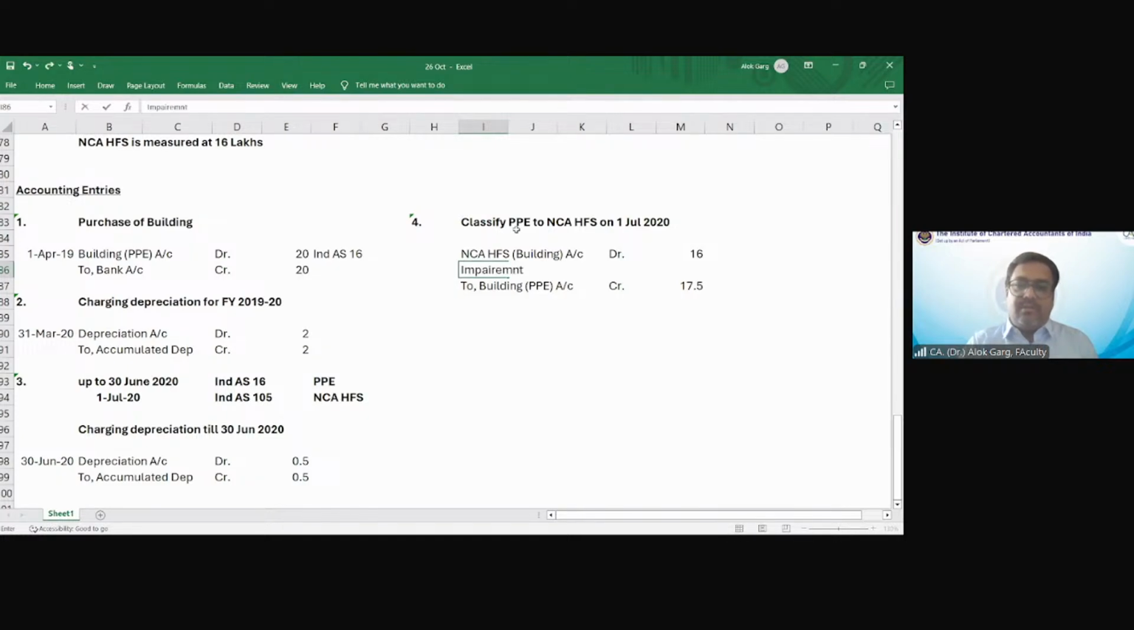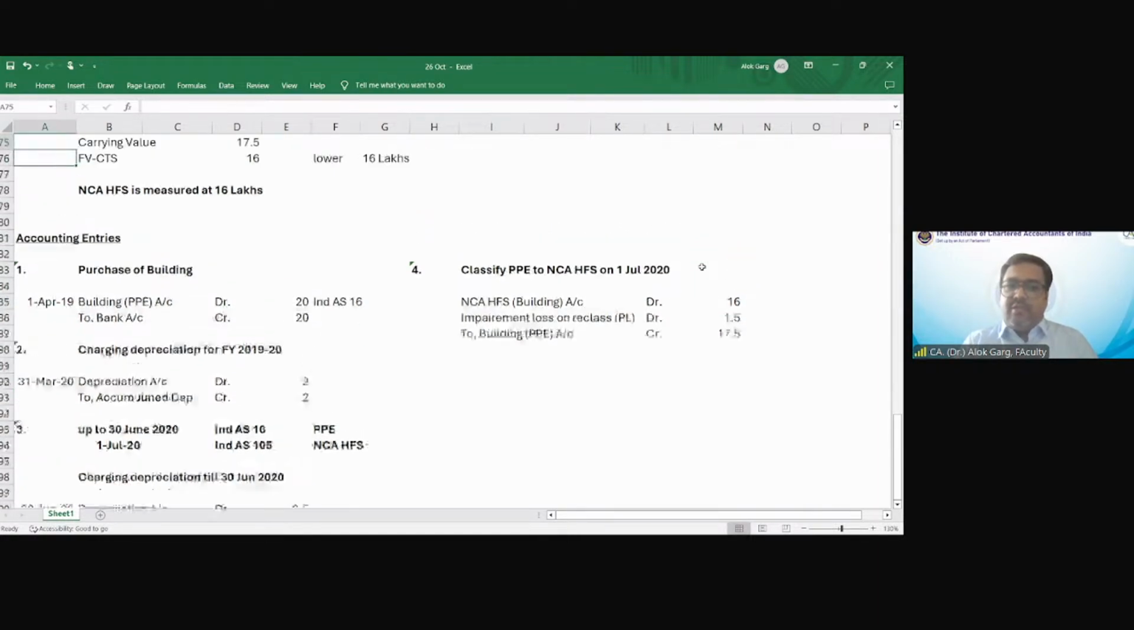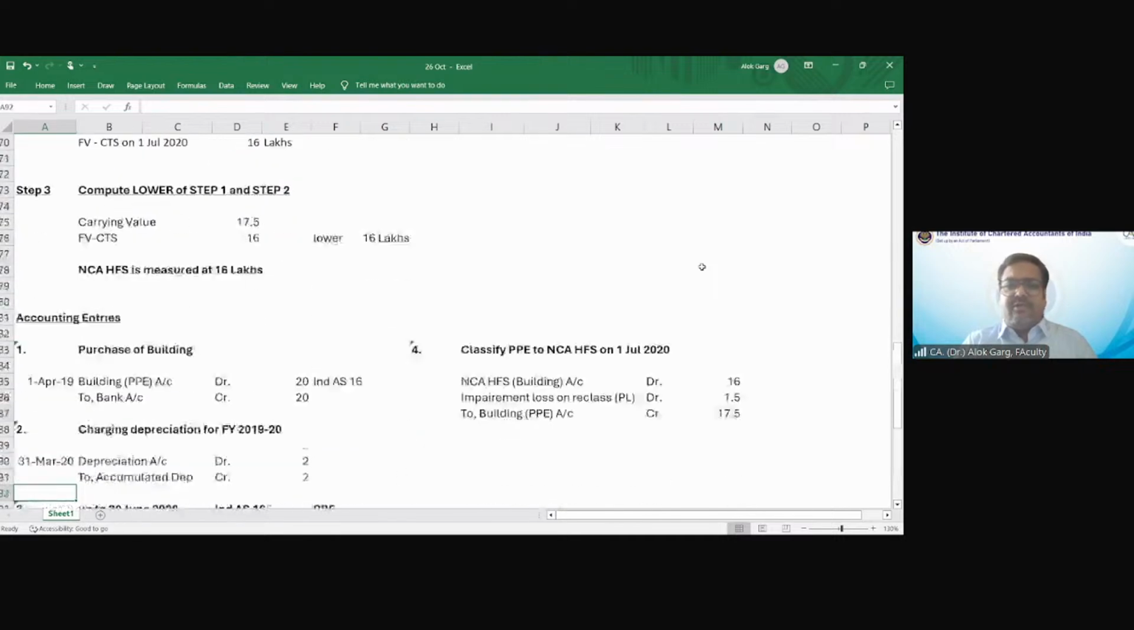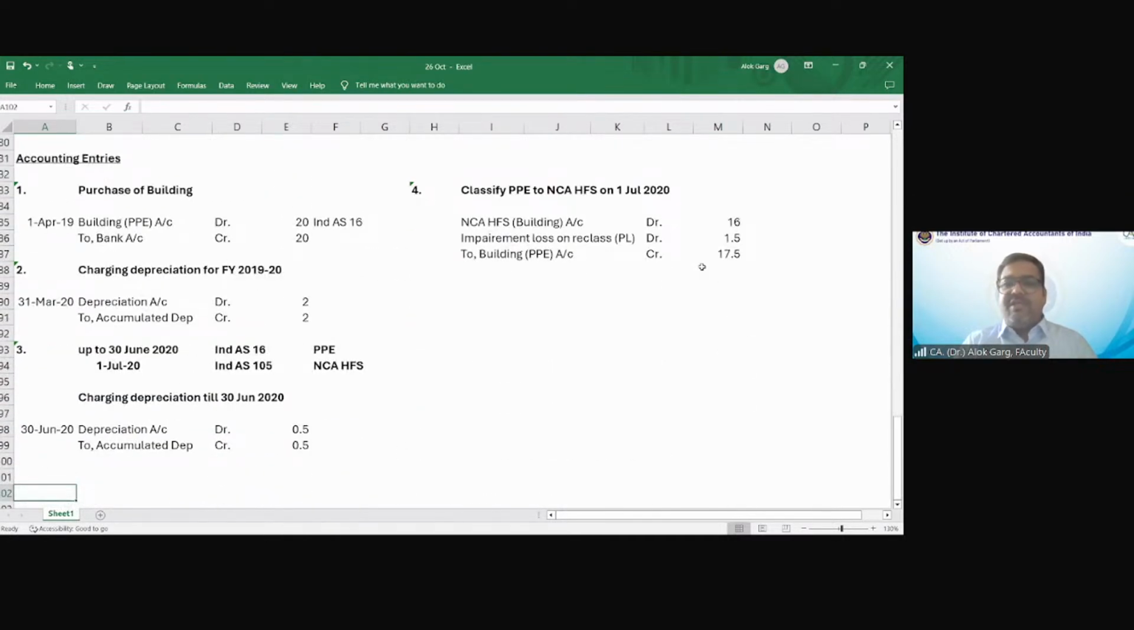Impairment loss on reclassification, P&L debit. What is the balancing number? 17.5 minus 16. Do you have any question? Any question on this part? On this carrying value determination, on this fair value less cost to sell, on this lower of both the numbers, on how to recognize PP, how to depreciate PP, how to reclassify PP to NCHFS?